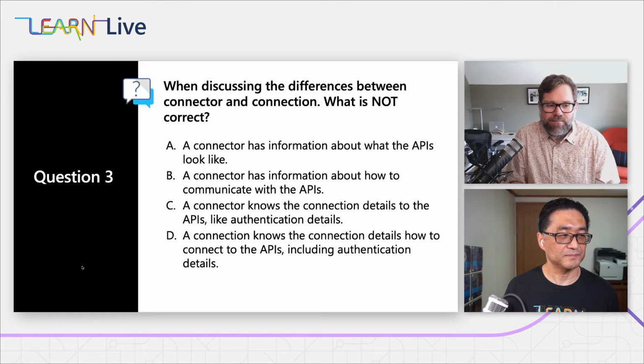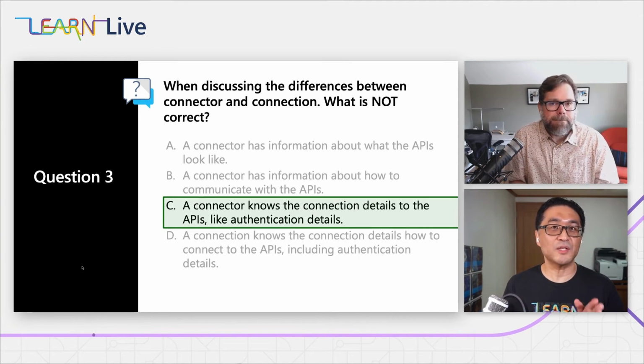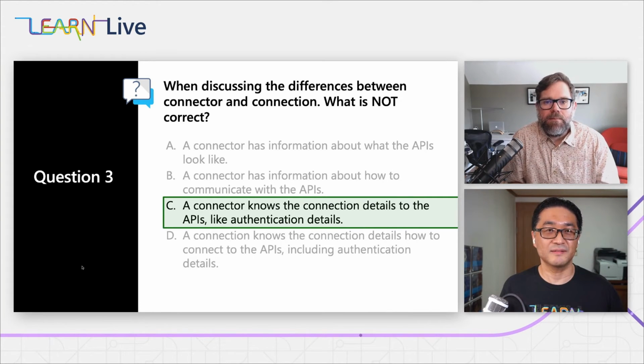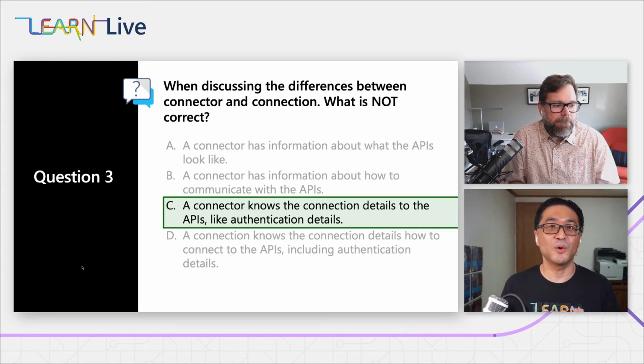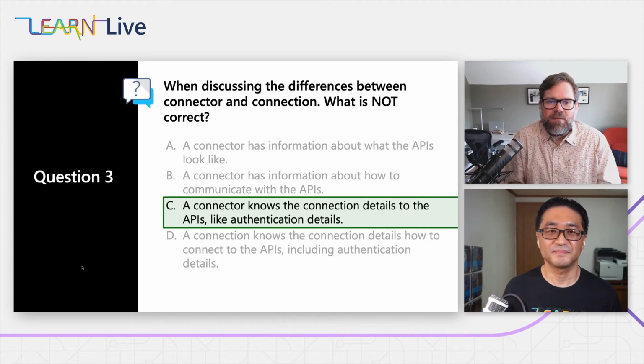Okay. Make sure the connector lets you know where the API is, and the connection lets you know what the authentication details are. Okay, so those are the differences. Yep, and it's really important to understand because they sound alike, and they work together, but they do two very different things. Okay.